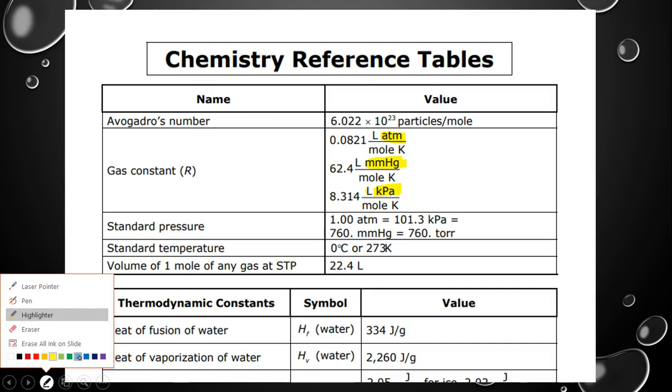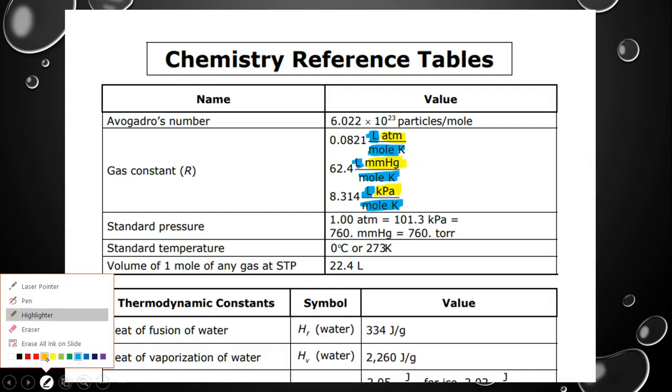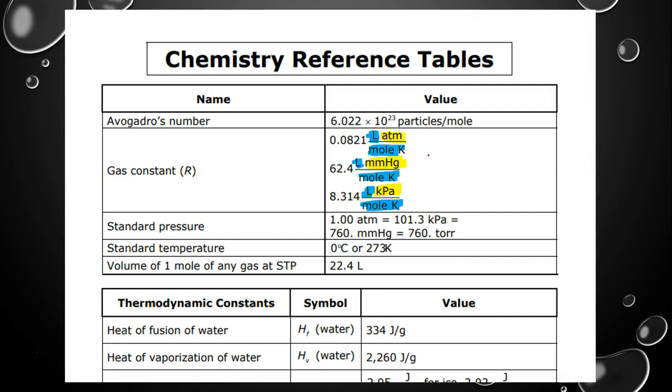So if I change my highlighter color here, look, they all have liters and moles Kelvin. We've got liters, moles Kelvin. We've got liters, moles Kelvin. They all are common with the liters and the moles Kelvin. What's different about them is their unit of pressure. So, how do we decide which of these we are going to use? We're going to base it on the unit of pressure. If the unit of pressure in our problem is atmospheres, then we'll pick this first one. If our unit of pressure is kilopascals, we'll pick the second one.